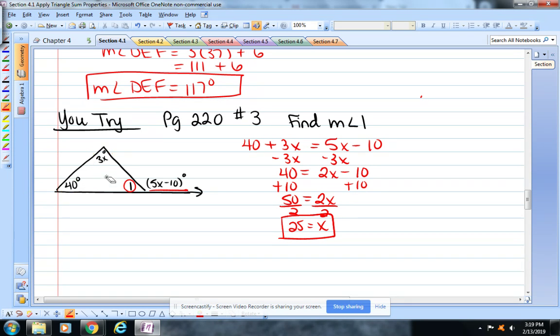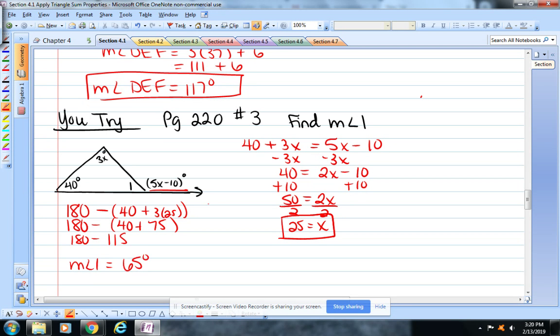I can plug 25 in for x right here and say 180 minus 40 plus 3 times 25. So that's going to be 75. So 180 minus 40 plus 75. 40 plus 75 is 115. And so the measure of angle 1 would be 65 degrees.